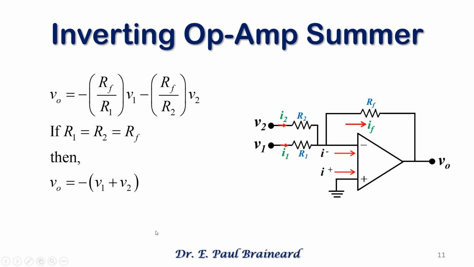If R1 is equal to R2 is equal to RF, then the output voltage is equal to minus the sum of input voltages. However, there is a sign which is negative. If you were to get rid of this negative sign as well, then connect an inverting operational amplifier with a voltage gain of 1 here. In that case, the output voltage will be the straightforward sum V1 plus V2 without any phase shift.